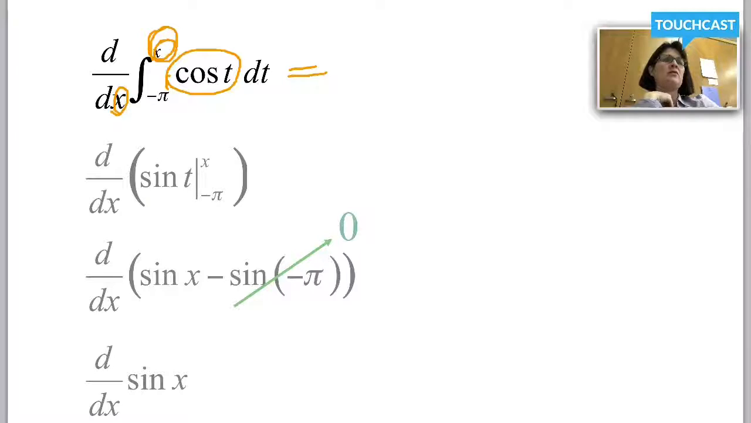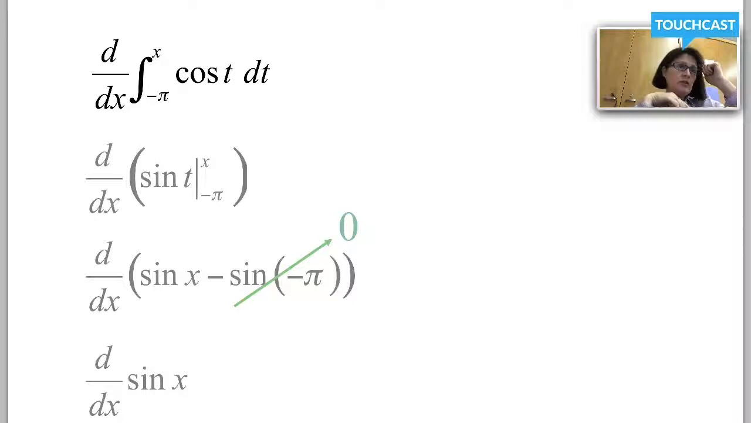Okay, so the fundamental theorem says my answer is supposed to be cosine of x. Just notice that I could actually do this problem without knowing the fundamental theorem of calculus. We're going to do it the long way, and we're going to prove to ourselves that our answer is actually cosine of x. To do that, remember what we did in class today. I asked you to evaluate a definite integral using an antiderivative. So here's what I'm going to do.